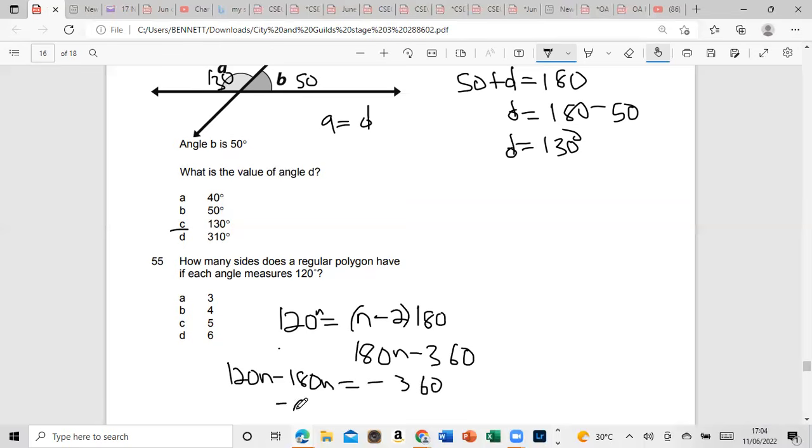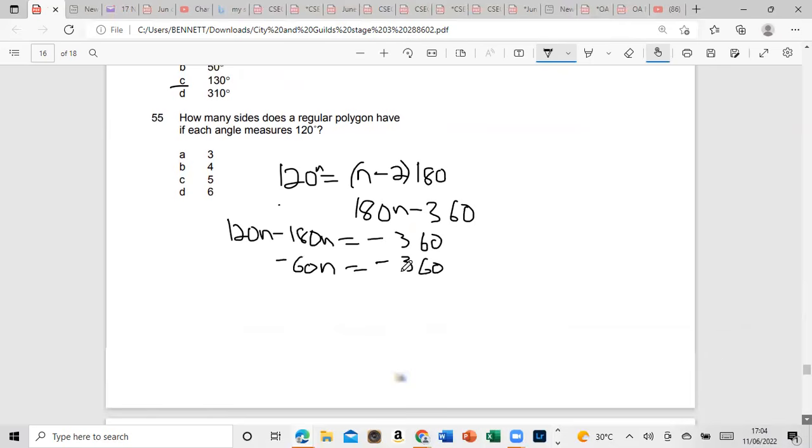So this will give negative 60n. So divide by negative 60 now. So n equals 6. So that's a hexagon. All right, so let's move on to 56.